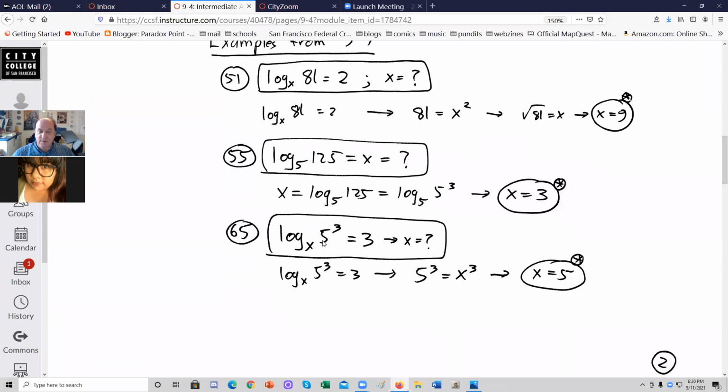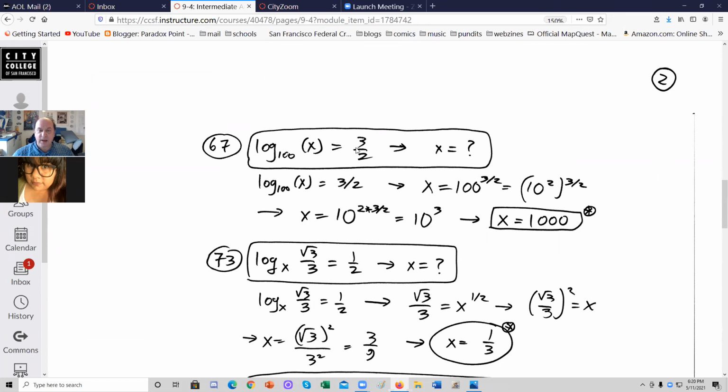Here's log base x of 5 to the third is 3. What's x? Well, you transpose a logarithm and get an exponential base x. 5 to the third equals x to the third. Oh, if 5 to the third is x to the third, then x is just 5. So that's what works.